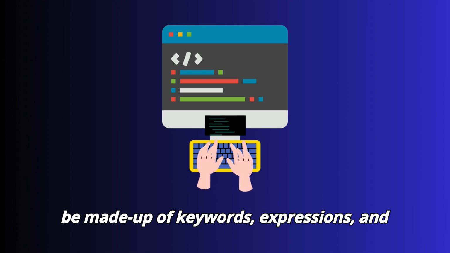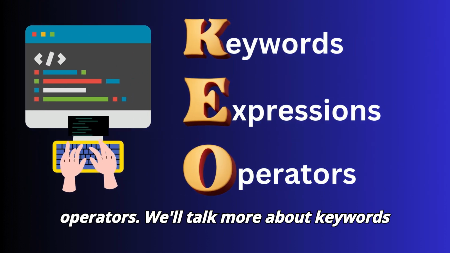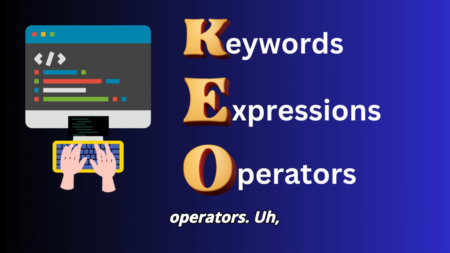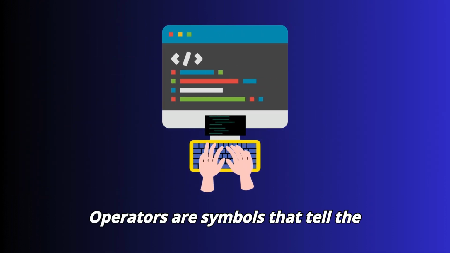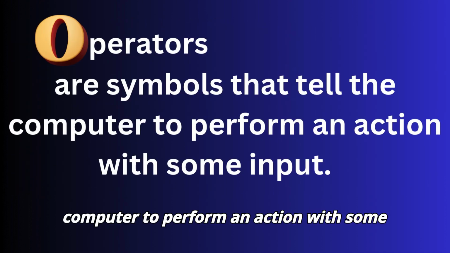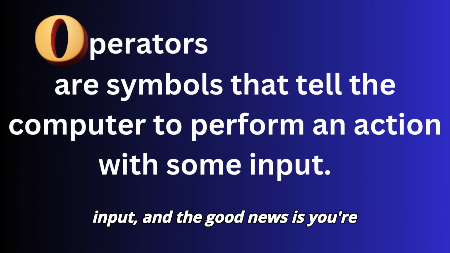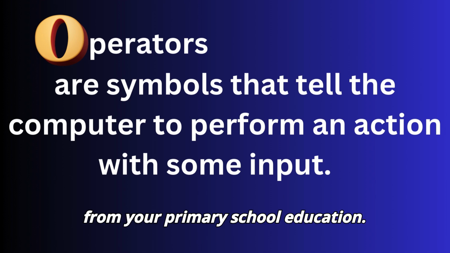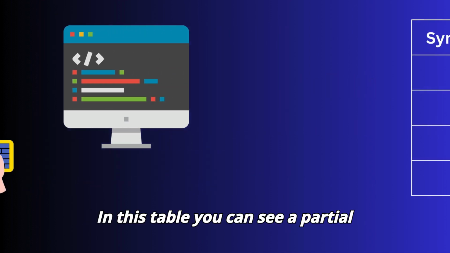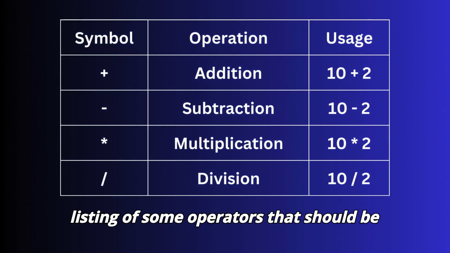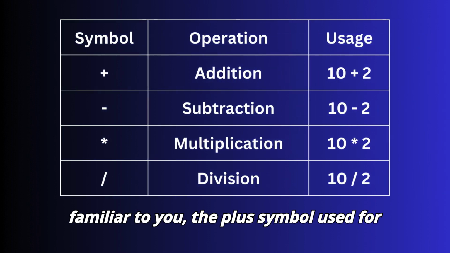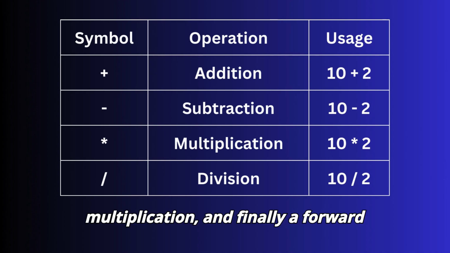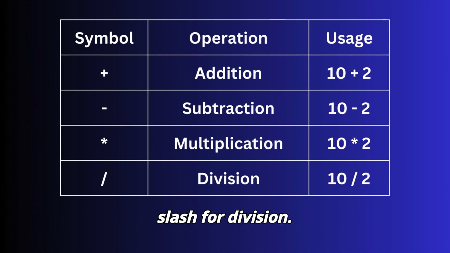Each statement can be made up of keywords, expressions, and operators. We'll talk more about keywords later. For now, we focus on expressions and operators. Operators are symbols that tell the computer to perform an action with some input. And the good news is you're already familiar with many of the operators that are used in programming from your primary school education. In this table, you can see a partial listing of some operators that should be familiar to you. The plus symbol is used for addition, minus for subtraction, and asterisk or star to represent multiplication. And finally, a slash for division.